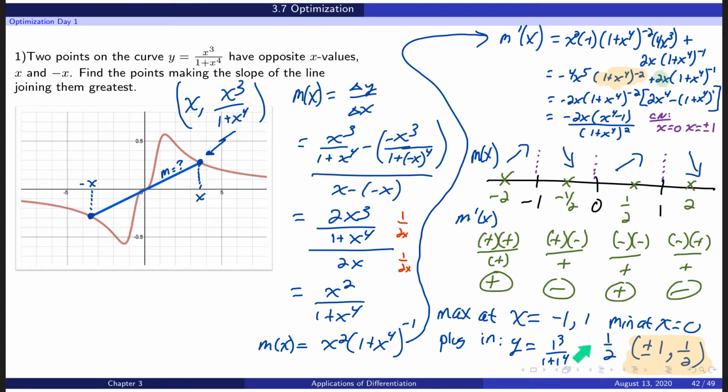Did they ask for the max or min, or did they ask for a point? And they said find the point. So the correct answer is plus or minus 1 and 1/2. At those points, the value of the slope between those 2 points is a maximum. So that's the first example.